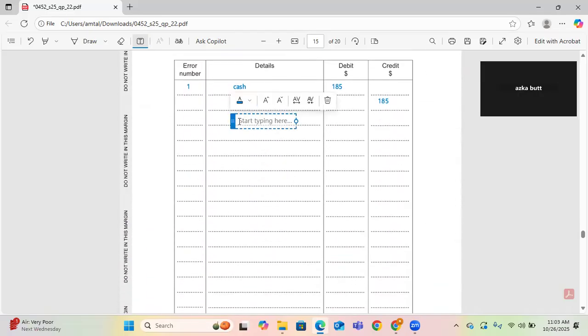So motor expenses will be debited with $27, and the bank will be credited with the $27. Yes, and this is error number 2. Now let's make space for error number 3.